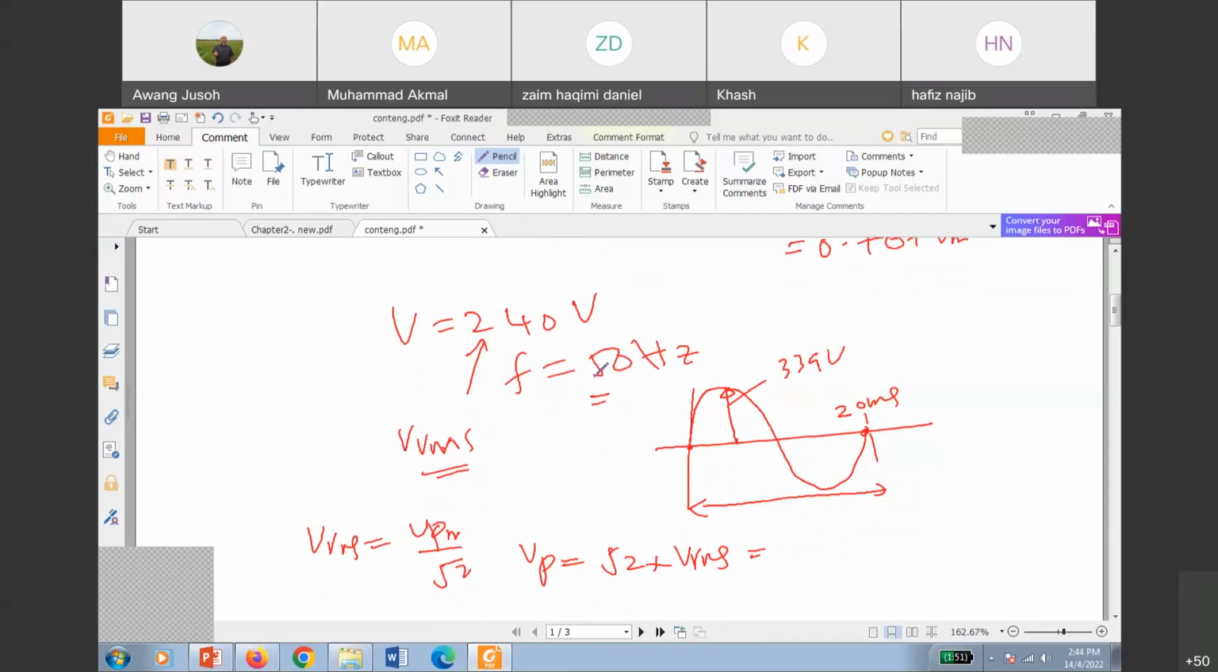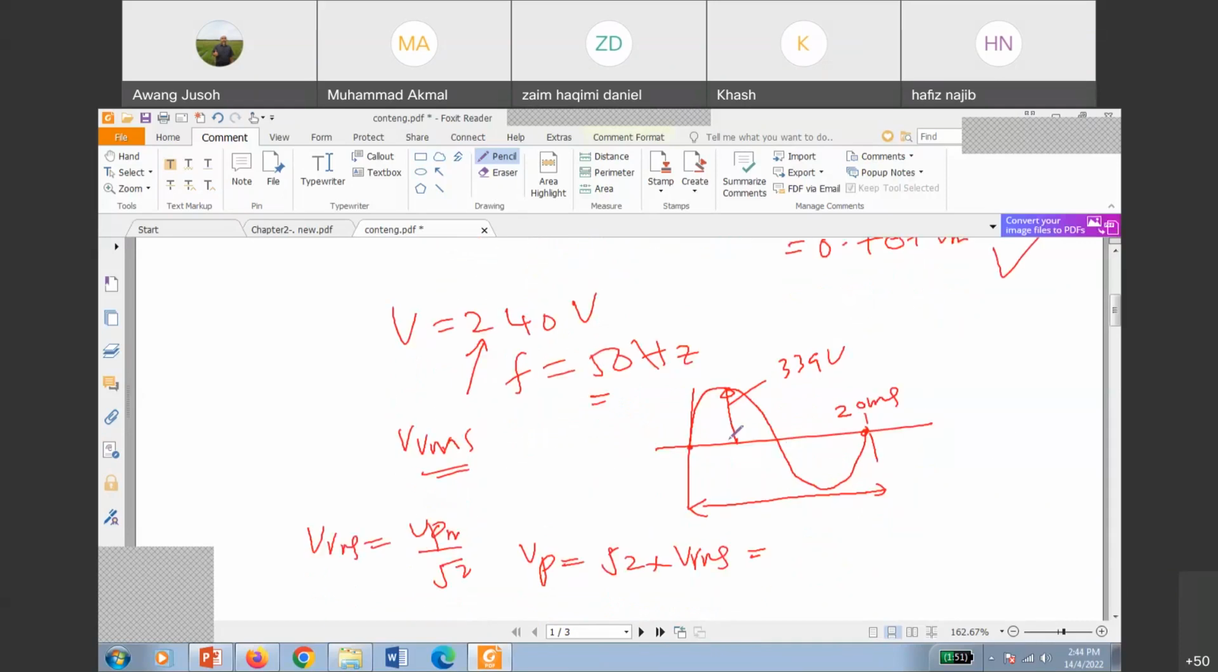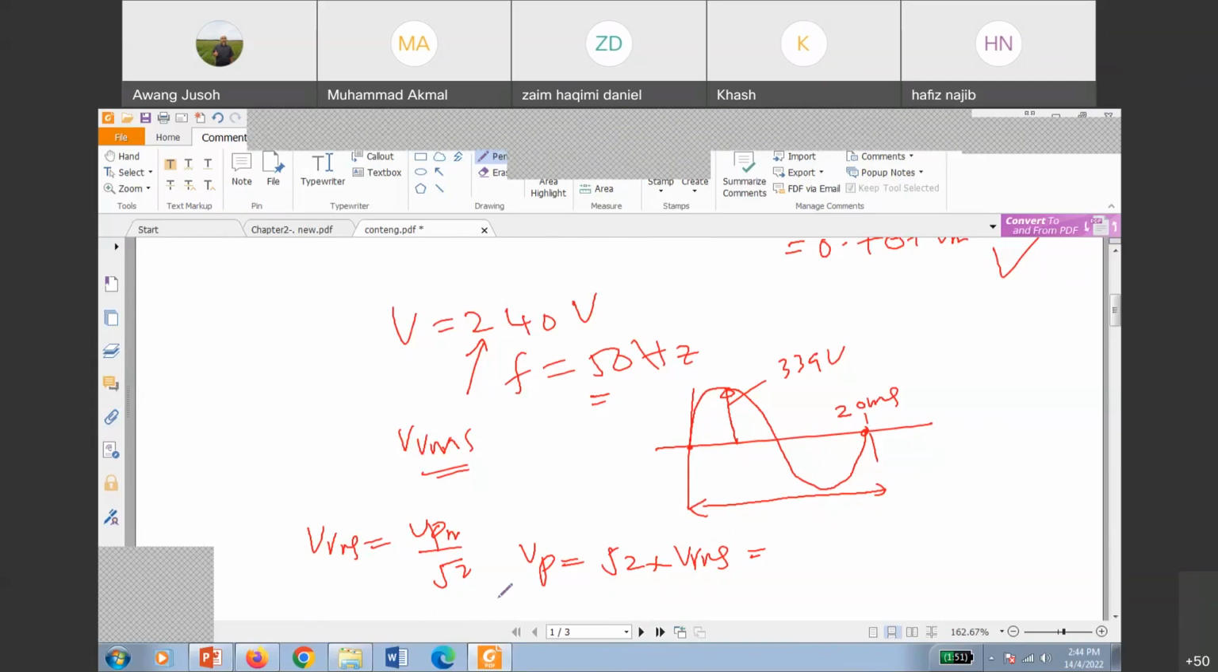If we measure the signal, the peak value is 339 because of the formula we derived just now, and the period equals 20 millisecond because of the frequency of 50 hertz. This is our home system. In our home, in school, whenever we talk about single phase, we have this kind of signal. I think we are clear about this.